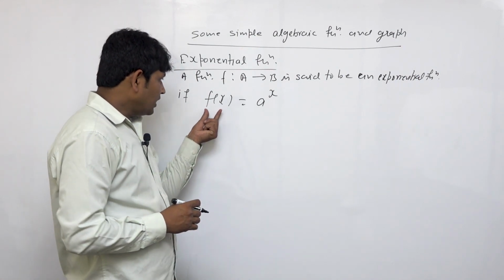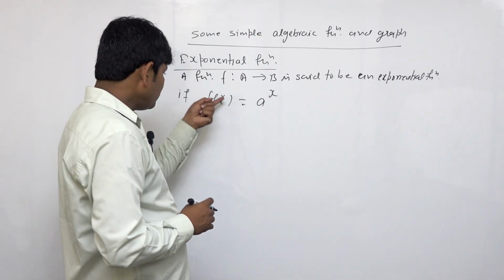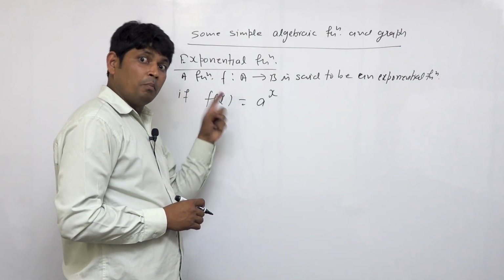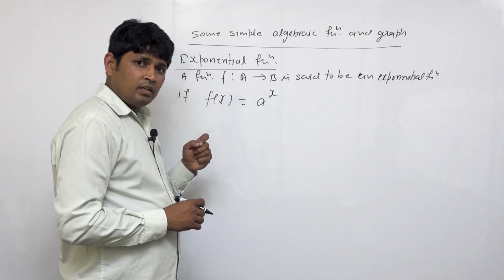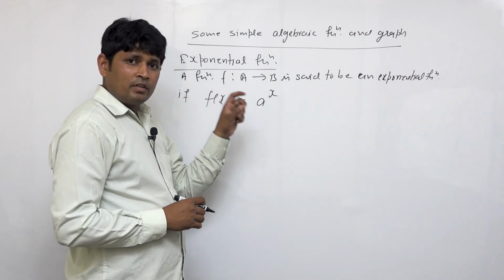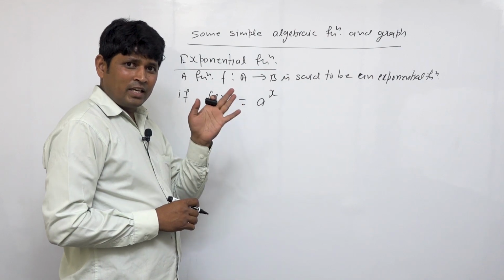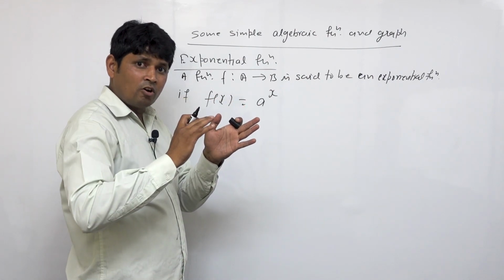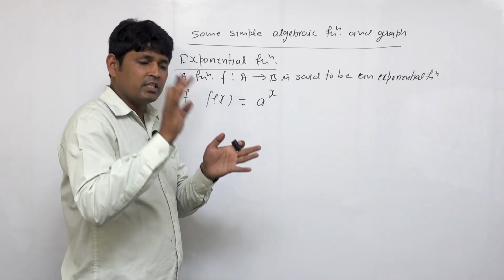Actually, this exponential function basically comes from compound interest. If an amount increases by compounding, that increase is called exponential increase. It is called exponential growth.